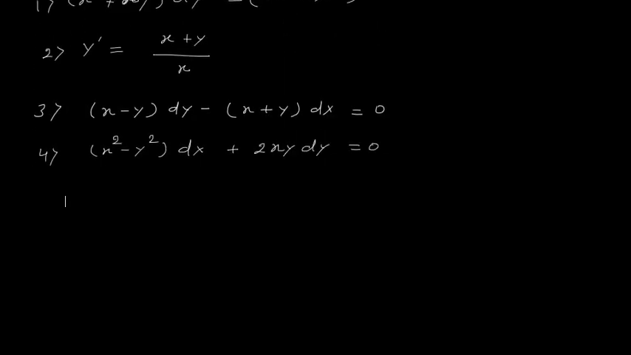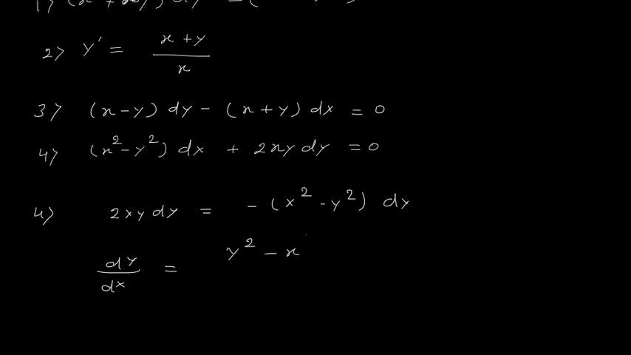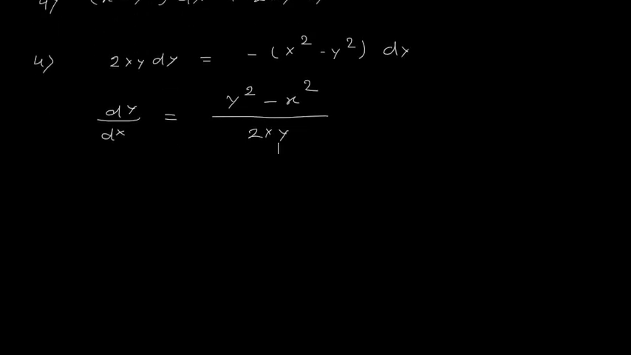So fourth problem. Again, what we do in the fourth problem, we will try to write it in the form of dy upon dx. So for that I write 2xy into dy here, and this will go on that side. It will become minus of x square minus y square into dx. Then I have dy upon dx is equals to minus of, so if I open this bracket, it will become y square minus x square divided by 2xy. So therefore now I have to check that this is a homogeneous differential equation.